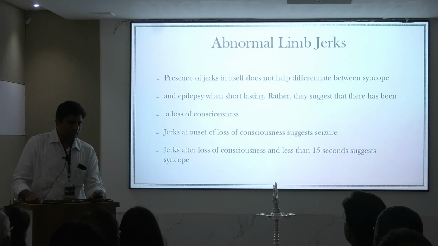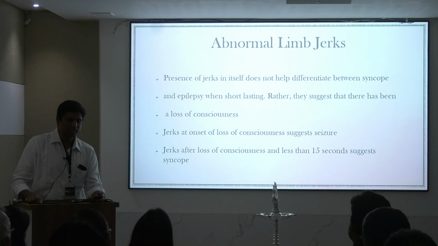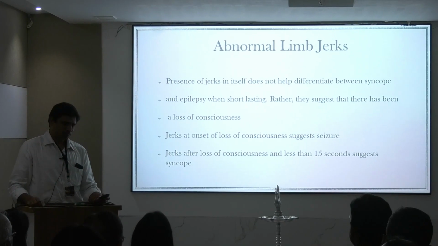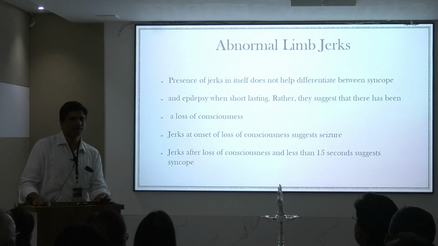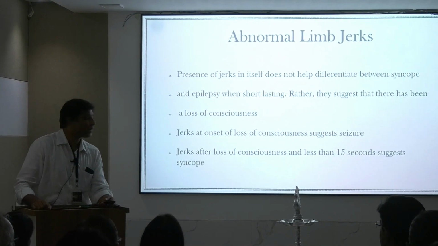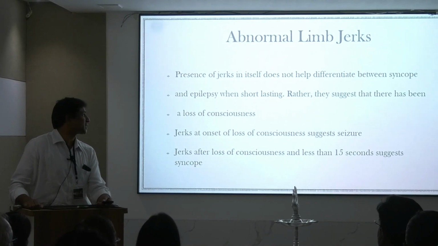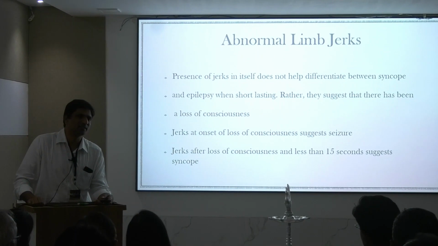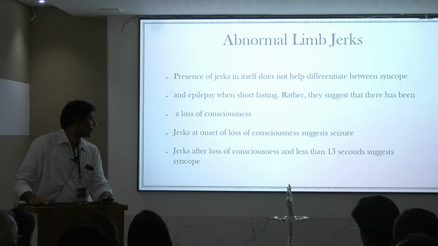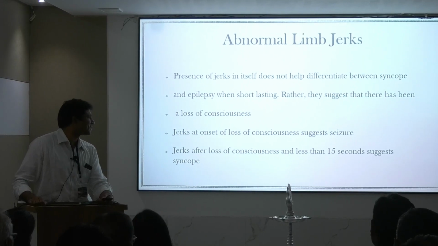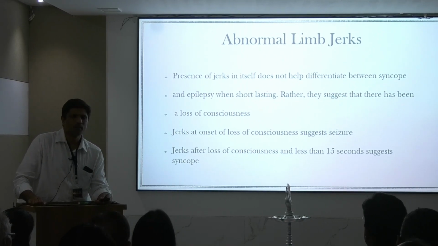Now, when it comes to these kinds of falls, there are some things which need special emphasis. Limb jerks is something that we keep asking about whenever there is a person who has had a fall. The presence of jerks itself does not help differentiate between syncope and epilepsy, especially when short-lasting. They simply tell us that there has been a loss of consciousness. Jerks at the onset of loss of consciousness suggest seizure. Jerks after loss of consciousness and lasting less than 15 seconds suggest syncope.